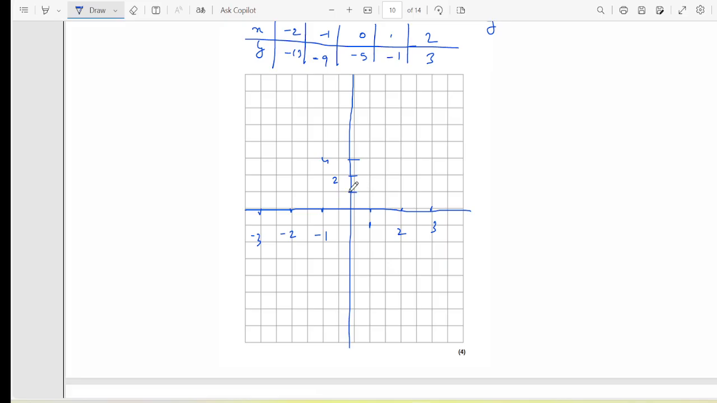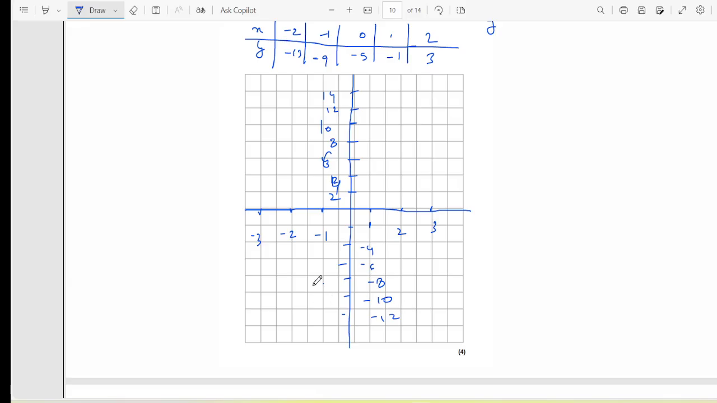On the y-axis, I can take a gap of 2. Actually, I should put 2 there. This is 2, 4, 6, 8, 10, 12, 14, like this. Similarly for negative, -2, -4, -6, -8, -10, -12, right?